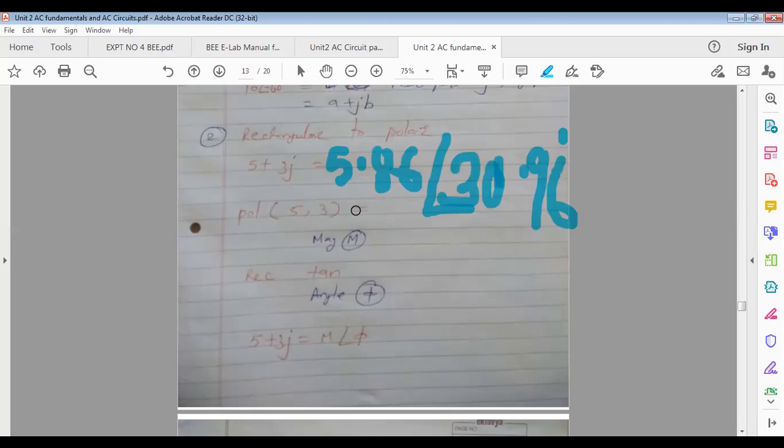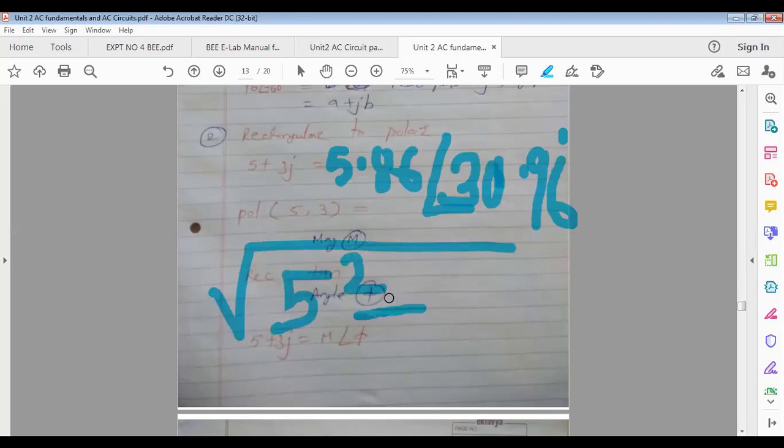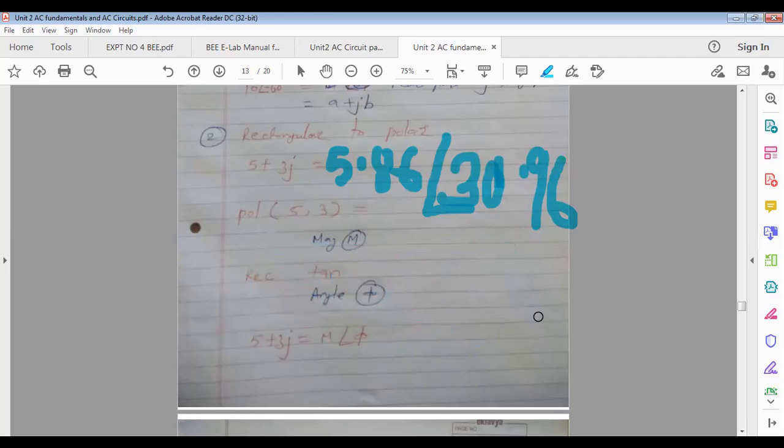So how is this magnitude calculated? Under square root, 5 square plus 3 square. Very good. Square root of real part its square plus imaginary part its square. You will get 5.86, which means the magnitude. Is this clear to everyone? A plus jB, square root of A square plus B square will be the magnitude.